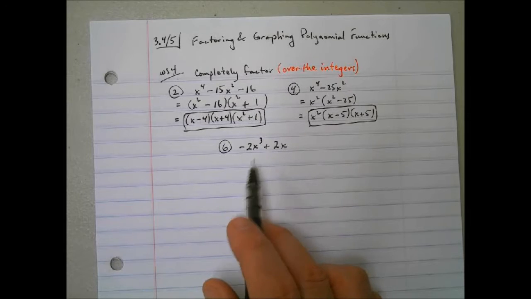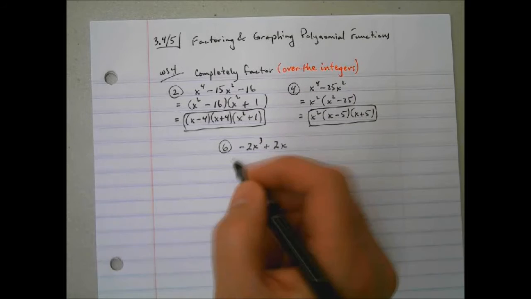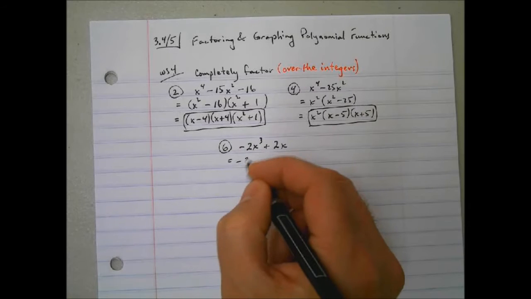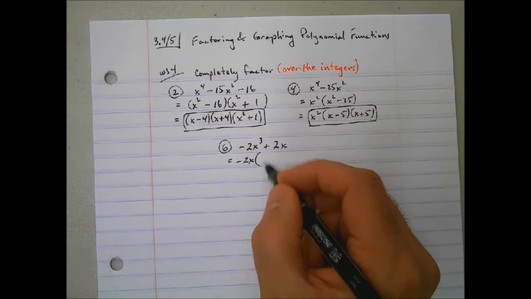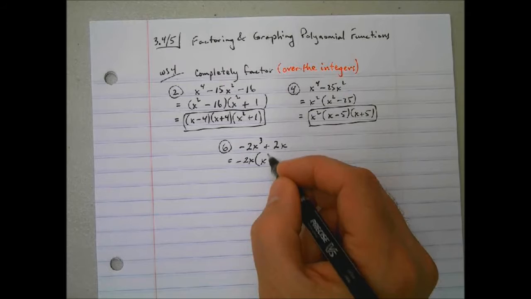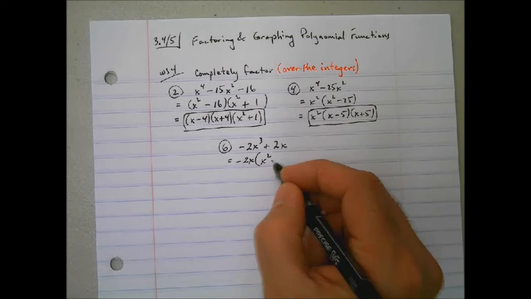Well, a lot of times, look at the highest power of x. Is the highest power of x positive right now? Now, it's kind of nice to have the highest power of x positive. And so therefore, I'm going to take out a negative GCF. So negative 2x, and that would leave behind positive x squared and minus 1.